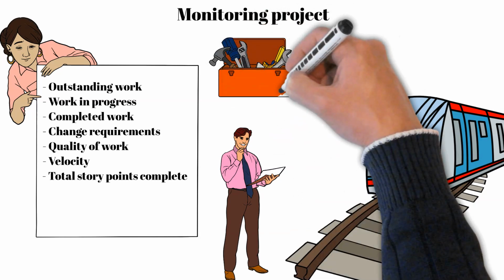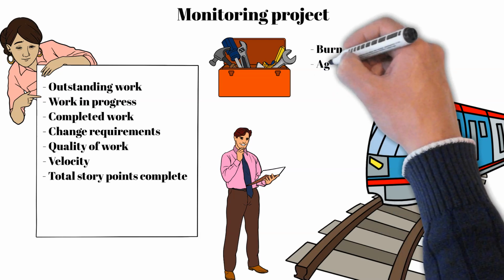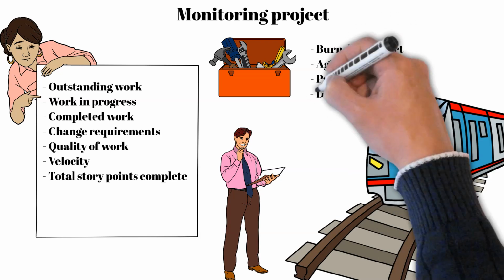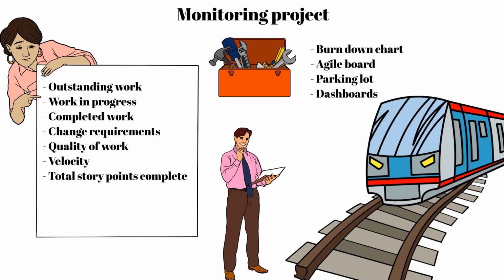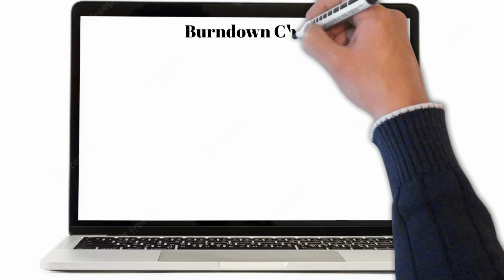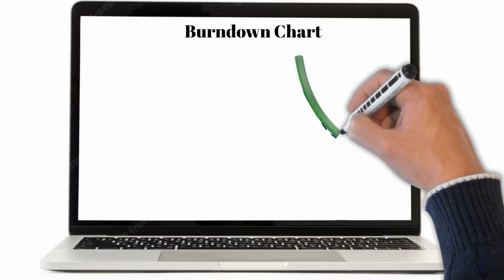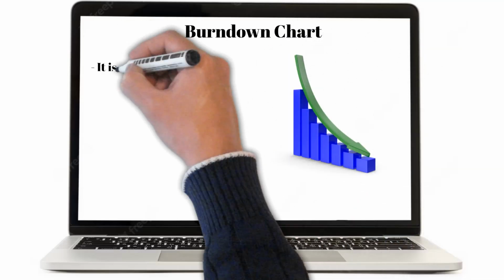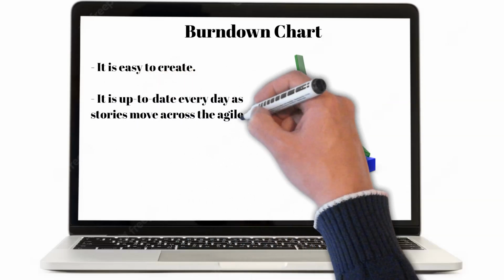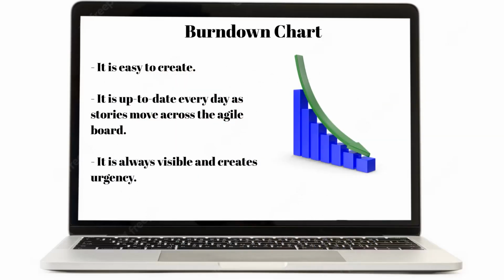Great tools that can help you with them are many and include Burn Down Chart, Agile Board, Parking Lot, Dashboards. The Burn Down Chart visualizes the remaining work in relation to the remaining time in the sprint. The advantages of using a burn down chart are it's easy to create, it's easy to update every day as stories move across the Agile board. It is also visible and creates urgency.